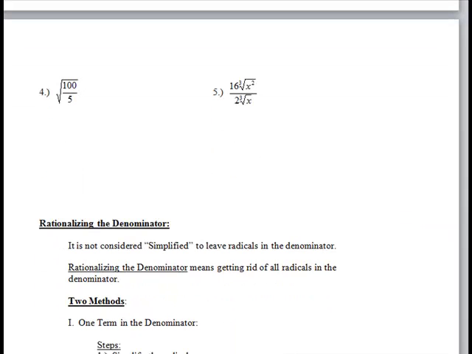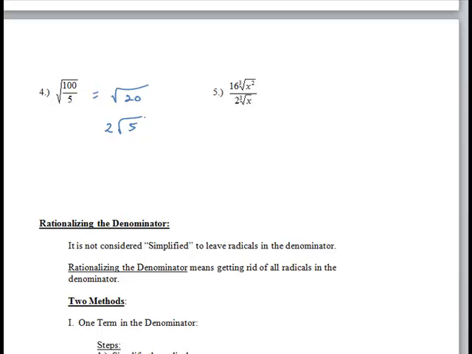Example 4. Look and see what's going on. The square root of 100 over 5. Of course, we always want to simplify as much as possible first, so 100 over 5 reduces to just 20, leaving us the square root of 20 that we can easily simplify to 2 square root of 5.